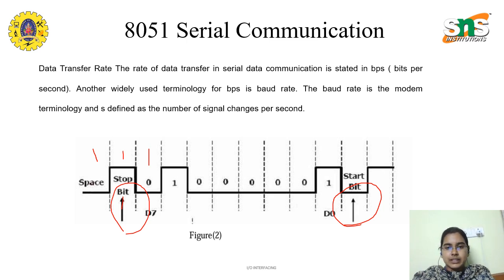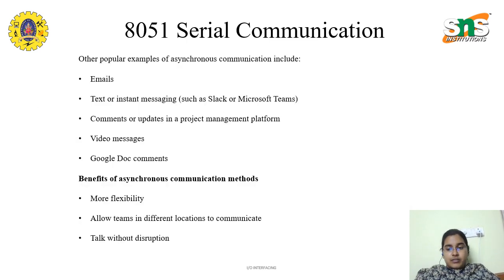And here is another terminology we have to note: the rate of data transfer in serial communication is stated in bits per second, that is BPS. Another widely used terminology for bits per second is baud rate. The baud rate is a modern terminology, defined as the number of signals per second. So BPS stands for bits per second, which can be termed as baud rate.